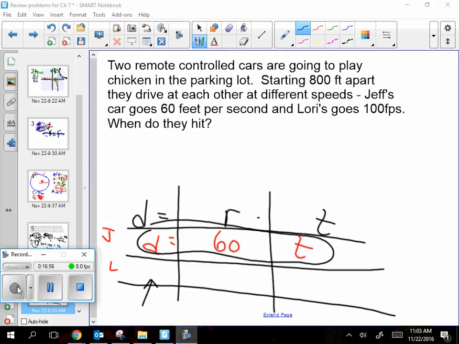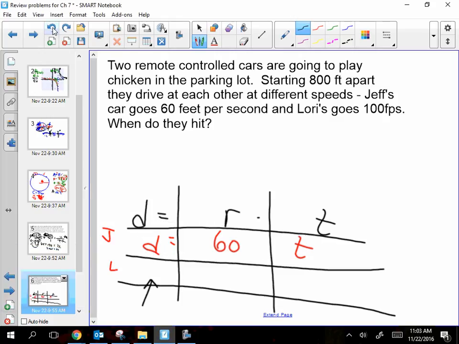All right, so let's finish it. And for Lori, I cannot just put D. Why can I not put a D right here for Lori's distance? Yes? It would say that the distance was the same as Jeff's. Is it actually the same distance? No, because they're going different speeds. One's going to go farther than the other. So I can't put a D there.